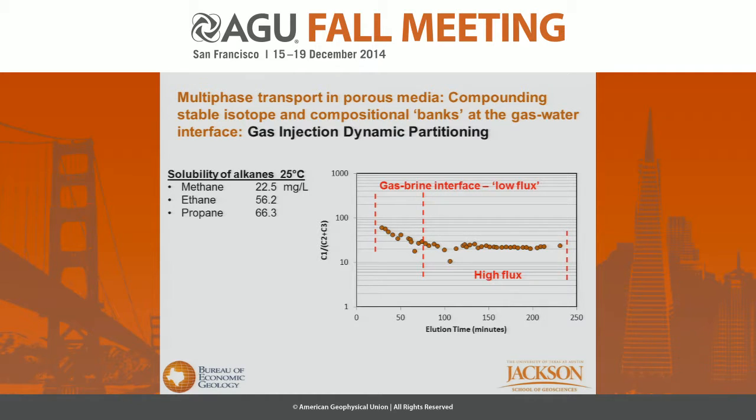Once you get past the interface, though, this is the sort of high flux region, and it looks again like thermogenic. But it sets the stage for that very first bubble, that very first release, actually can be compositionally different than what it started with.